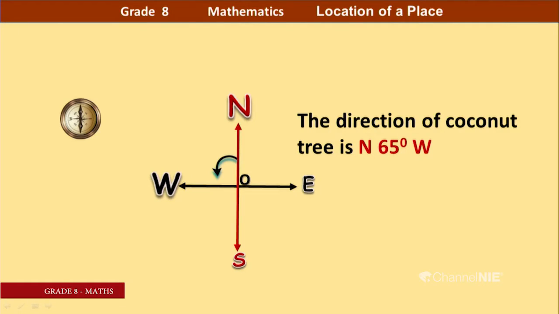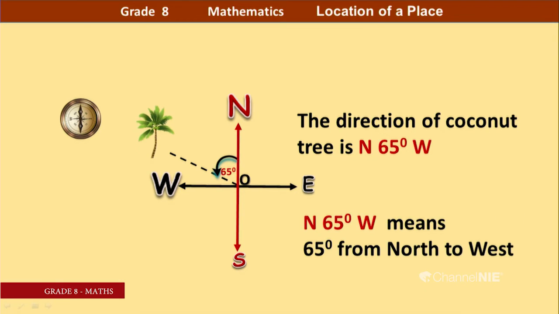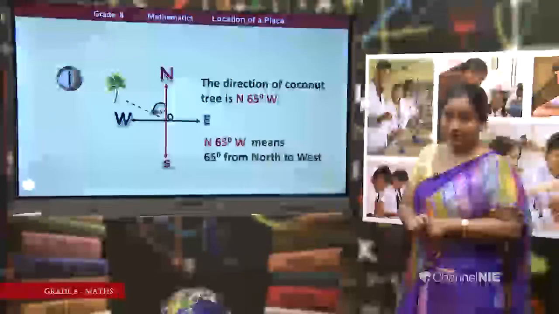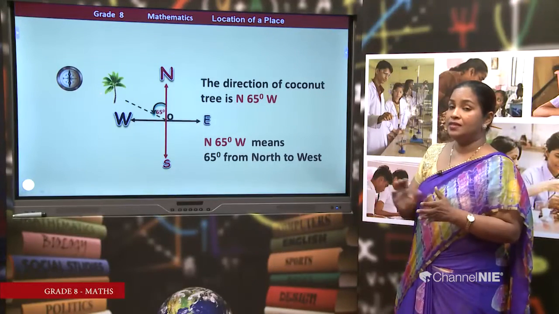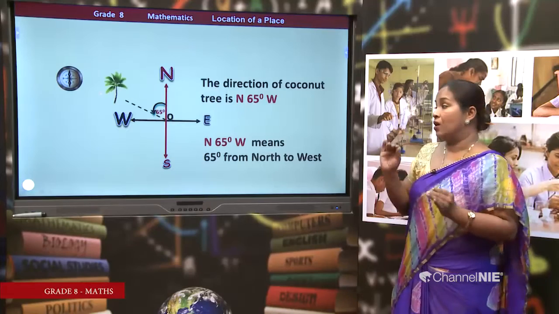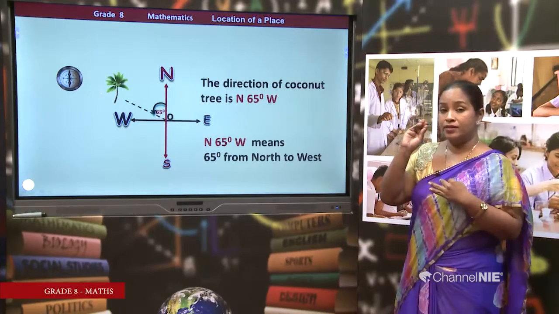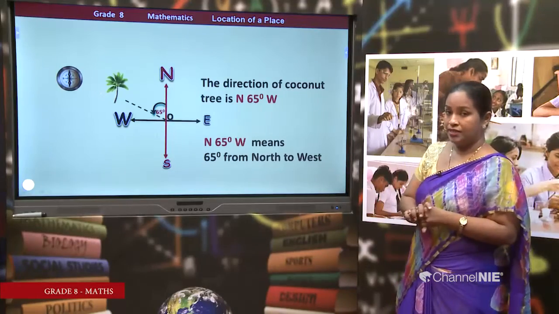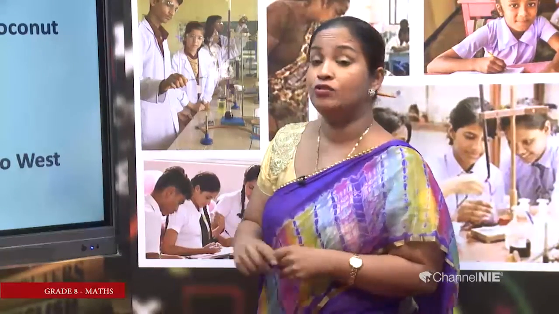So, it is in between north and west. The angle starts from the north direction. The magnitude of the angle is 65 degrees. Good. So, we draw the line. Oh, there is the coconut tree. So, we can say this coconut tree's direction is 65 degrees from north to west. Is that clear? In all the cases we measure the angle starting from either north or south directions. Very important, because the priority is given to north and south.